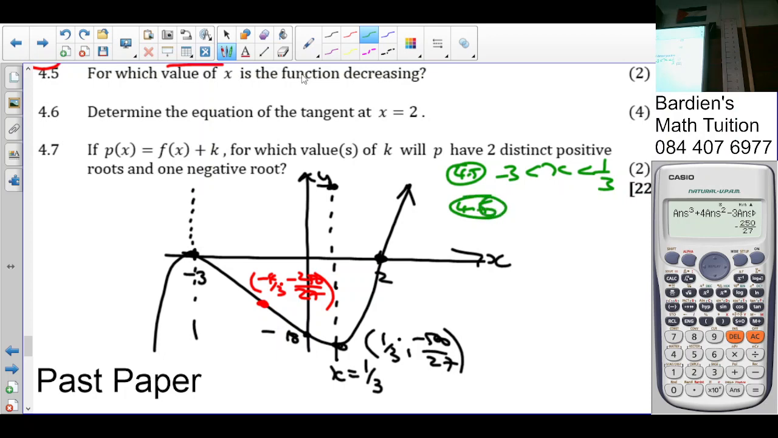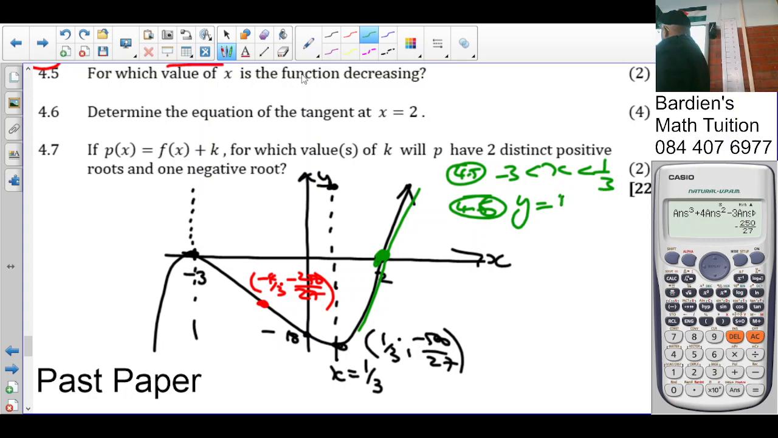Question 4.6: determine the equation of the tangent at x equal to 2. So that is that point there. The tangent is going to be a drawn line, a line that cuts the graph at one point only. So y is equal to mx plus c. To calculate m, it's your first derivative at 2.